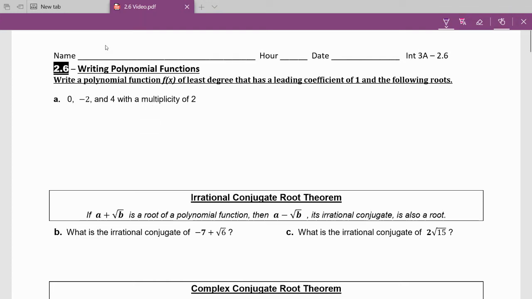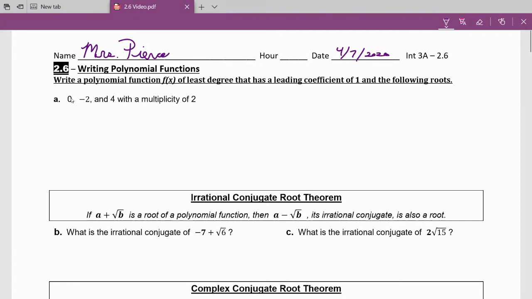Oh, also, for my students, please put your name on your paper in ink on every page if you haven't already. And today's date is 4/7/2020.